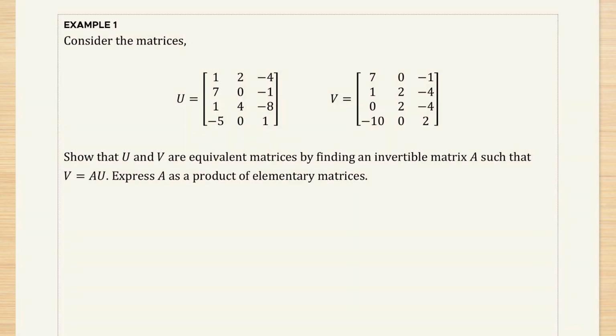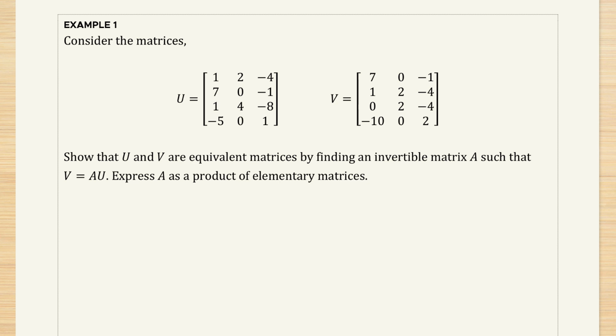Given these two matrices U and V, we have to show that U and V are equivalent matrices, meaning that we can use row operations to turn U into V or vice versa. To demonstrate that, we have to find a matrix A so that V is equal to A multiplied to the left of U. We're also asked to express A as a product of elementary matrices. The strategy is to use row operations to make U into V. Every time we apply a row operation, we have to apply the same row operation onto an identity matrix.